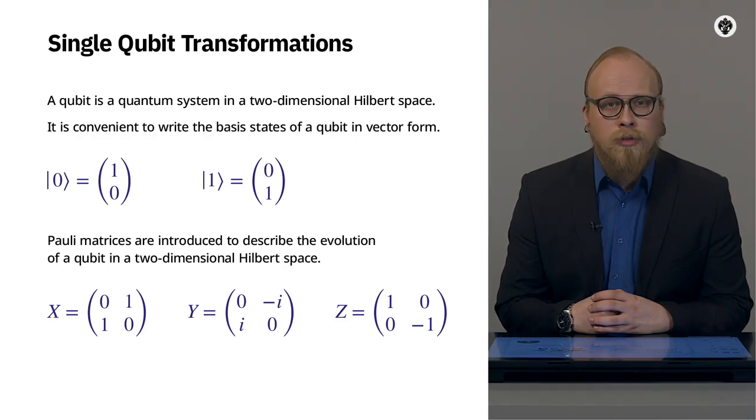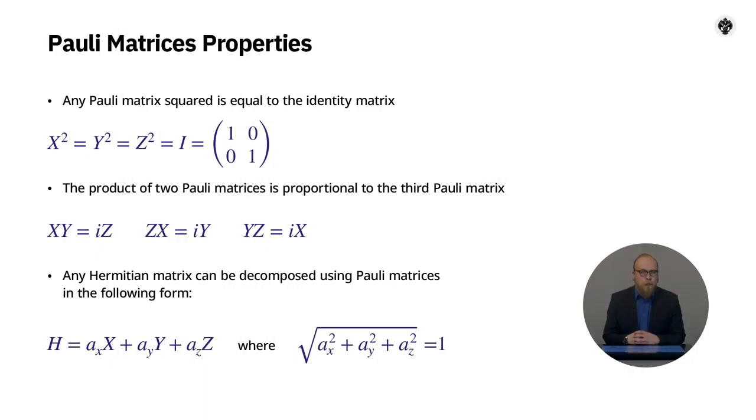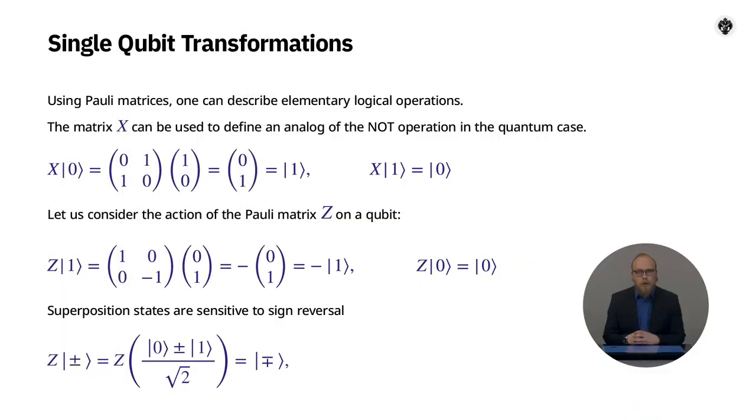Pauli matrices are introduced to describe the evolution of a qubit in 2-dimensional Hilbert space. The presented matrices have the following properties. Any Pauli matrix squared is equal to the identity matrix. The product of 2 different Pauli matrices is proportional to the third Pauli matrix. Pauli matrices are the basis for any 2x2 Hermitian matrices. In other words, any Hermitian matrix can be decomposed using Pauli matrices in the following form. In this case, the modulus of the vector A must be equal to 1. Using Pauli matrices, one can describe elementary logical operations.